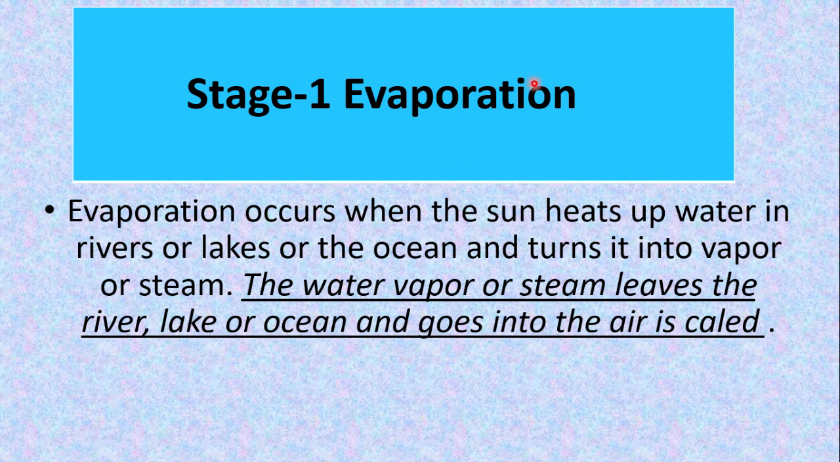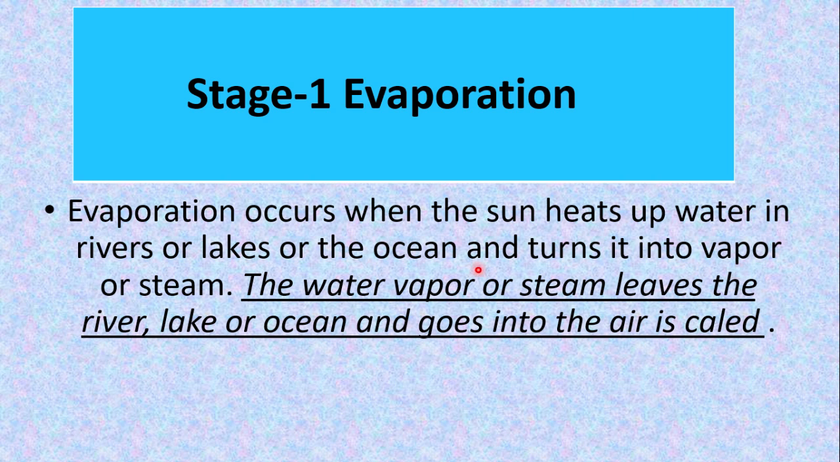Stage 1 is evaporation. Evaporation occurs when the sun heats up water in rivers, lakes or the ocean and turns it into vapors or steam. Which state change takes place here? Water in the ocean and lakes is present in liquid form. Generally you have observed that when we heat up water, it starts turning into vapors. Similarly, evaporation takes place in open water bodies like rivers and lakes. The sun heats up the water and this liquid converts into steam or water vapors.